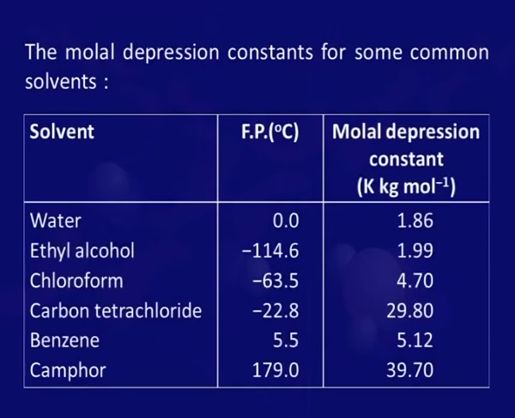In this table, you can see the molar depression constants for some of the common solvents. For water, it is equal to 1.86 Kelvin kg per mole. For ethyl alcohol, 1.99 Kelvin kg per mole. For chloroform, it is 4.70 Kelvin kg per mole, and similarly, you can see the values for molar depression constants for carbon tetrachloride, benzene and camphor also.